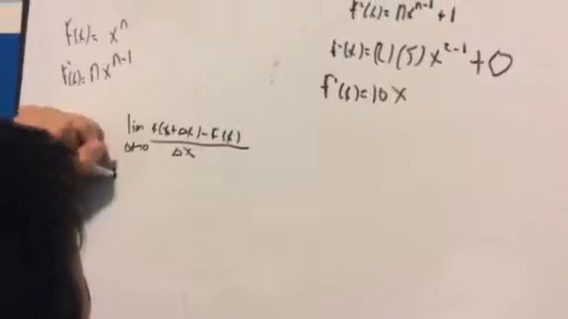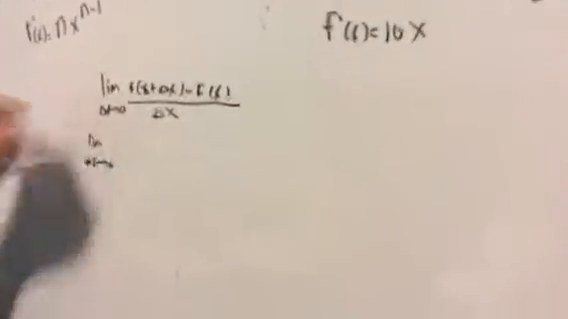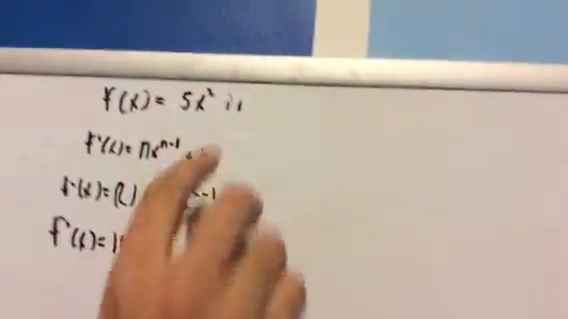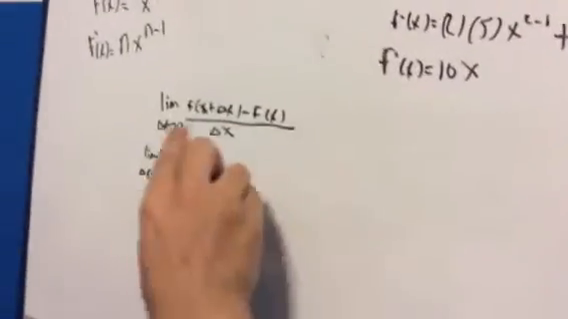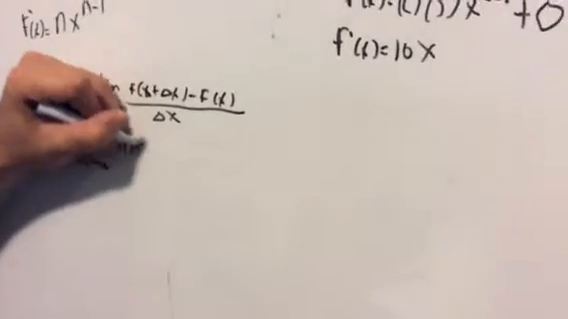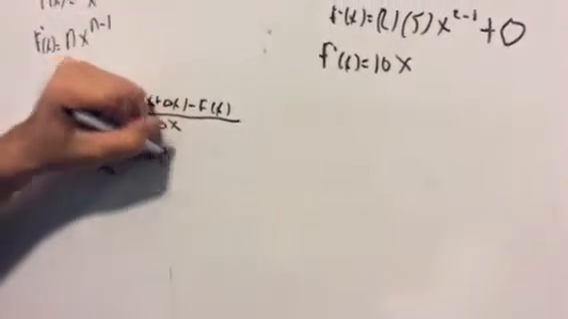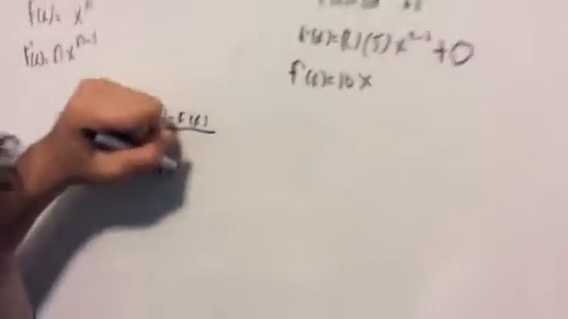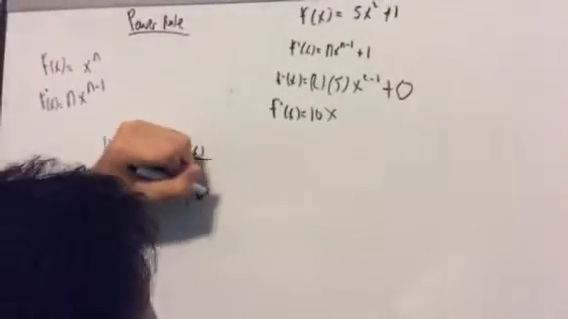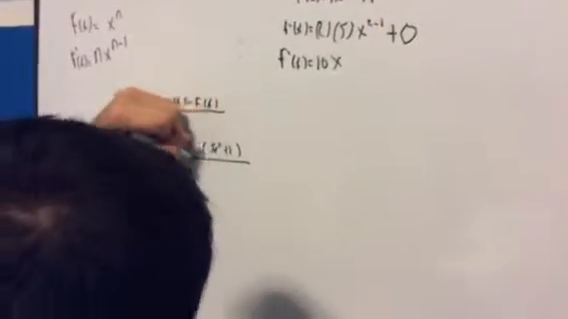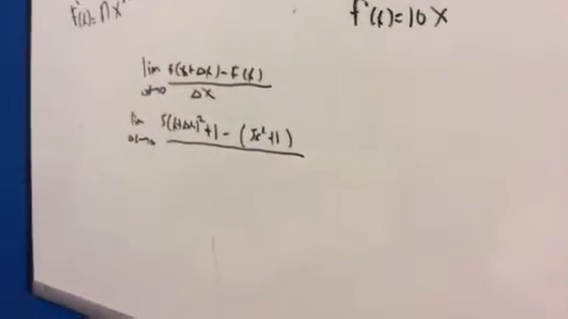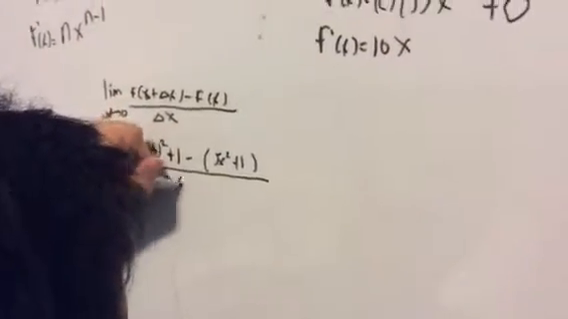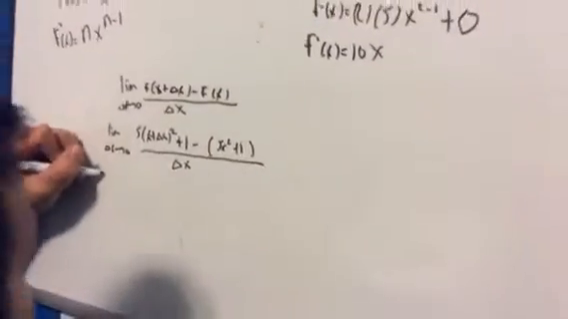Right? So the limit as the change of x approaches 0, our function here is f of x equals x squared plus 1. So we're going to plug an x plus change of x into the x squared, right? So 5 times x plus the change of x squared plus 1 minus f of x squared plus 1, all over the change of x, right? So now we're going to simplify this a little bit.